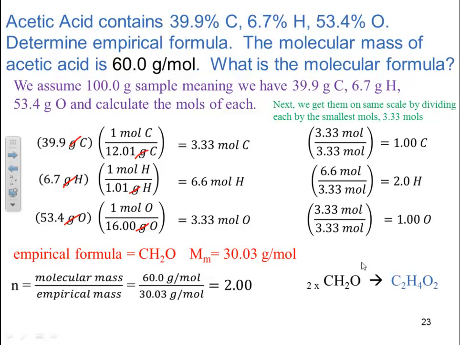So I'll take my CH2O and multiply it times 2. So I'll multiply my carbon by 2, my hydrogen by 2, and my oxygen by 2, which then gives me my final molecular formula for acetic acid: C2H4O2. Homework 23.